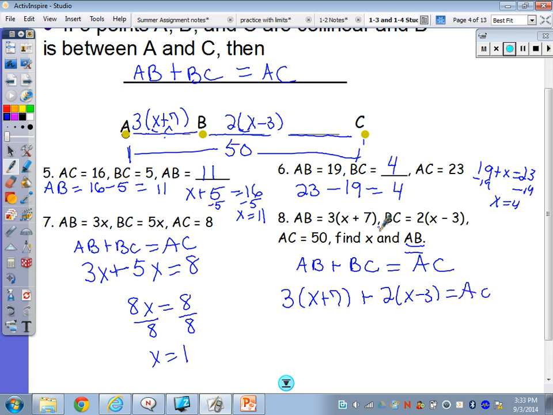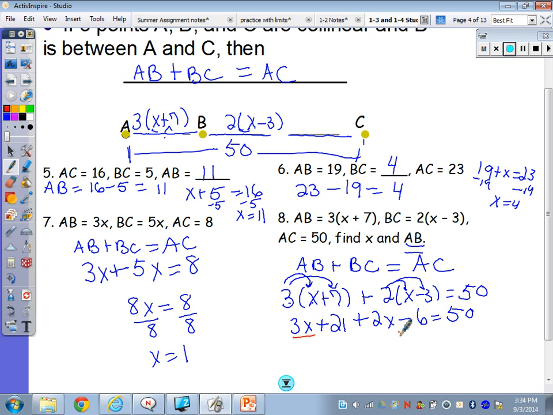So 3 times x plus 7 plus 2 times x minus 3 is equal to, I'm going to change this to 50. And then we have to solve it. So whenever you have parentheses and a number in front, the first thing we do is distribute. When you distribute, you multiply the number by both. So 3 times x is 3x. I keep the sign in the middle, and 3 times 7 is 21. Then I'm going to do the same thing with the 2. I get 2 times x, which is 2x, and then 2 times negative 3, which is minus 6, is equal to 50.